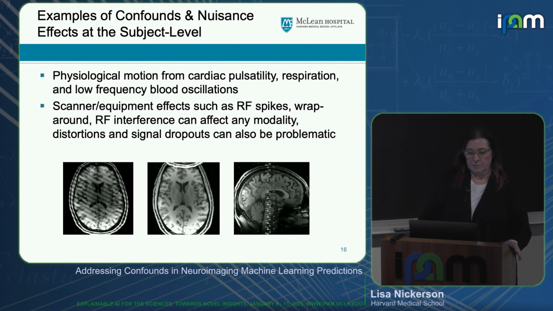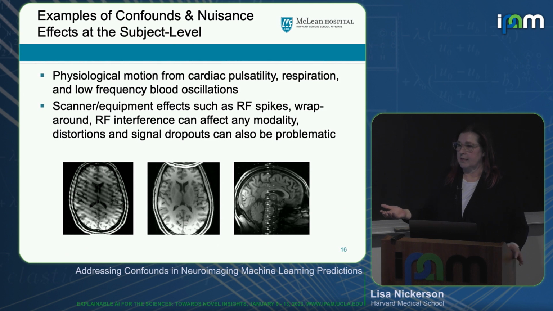Other confounding effects can be physiological motion from cardiac pulsatility, respiration, and low-frequency blood oscillatory signals. Scanner effects and non-imaging equipment like visual stimulation delivery systems can all have problems, and those can manifest in the data. This would be RF spikes, wraparound, RF interference. These effects can impact any modality, and you have to do careful quality assurance to make sure you have good data.